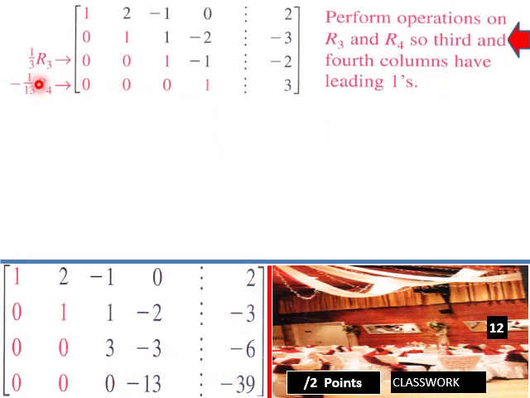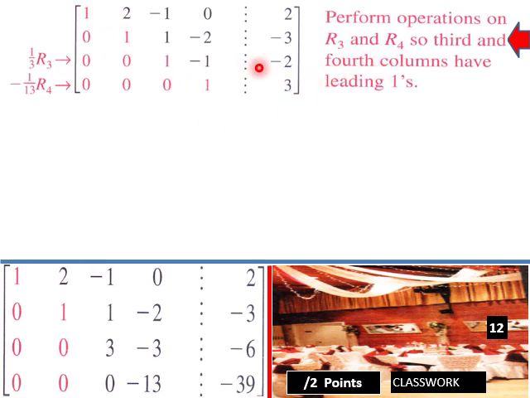So now we're going to take 1/3 of row 3. So this will become 1, and then this will become a negative 1, and then this will become negative 2 up here. And then we're going to take negative 1/13 of row 4. That will become a 1, and then this will become a 3. So now we have leading ones.